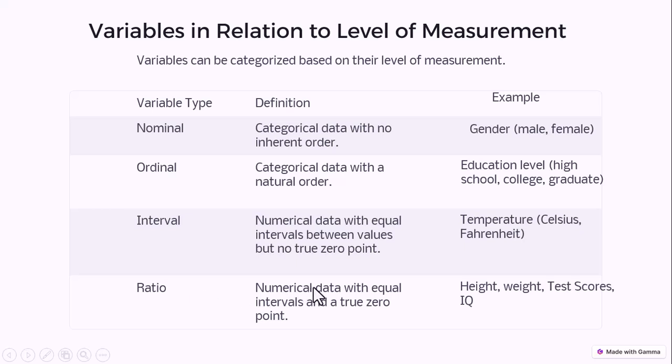In a ratio scale, numerical data has equal intervals as the interval scale, but it has an absolute zero. So there is a real zero in such a scale. Typical examples are height, weight, test scores, and IQ. All these variables can have a true zero. A true zero means nothing.